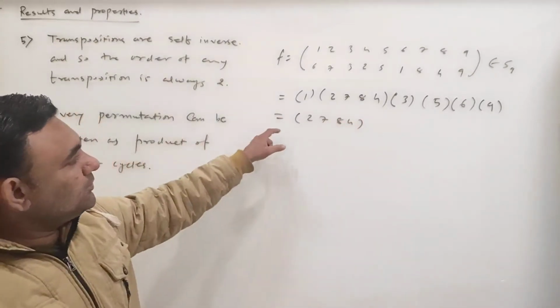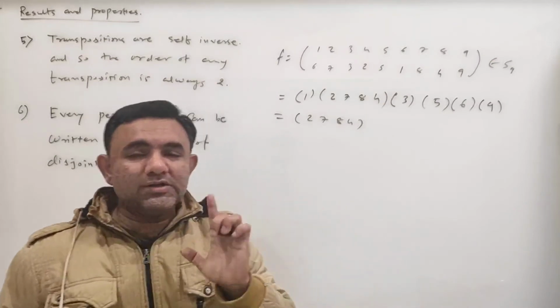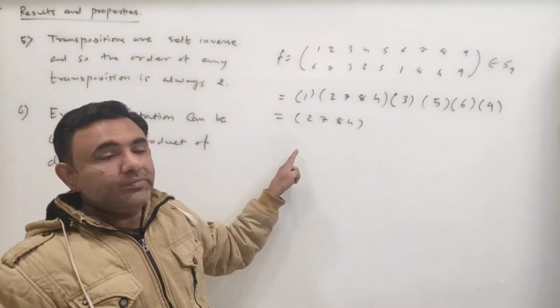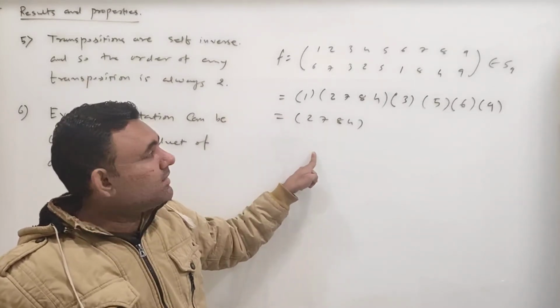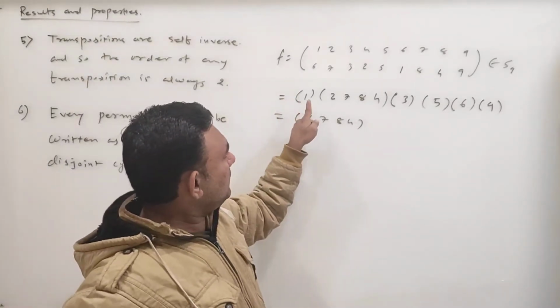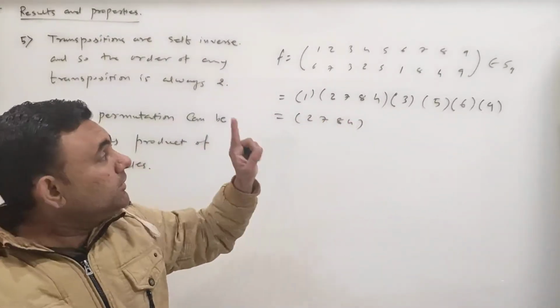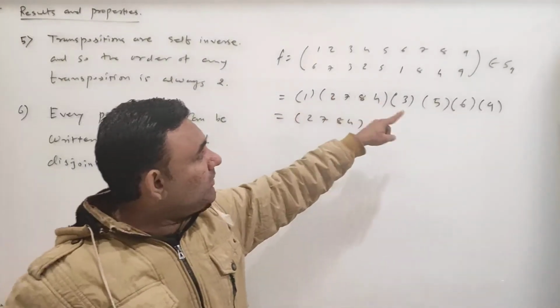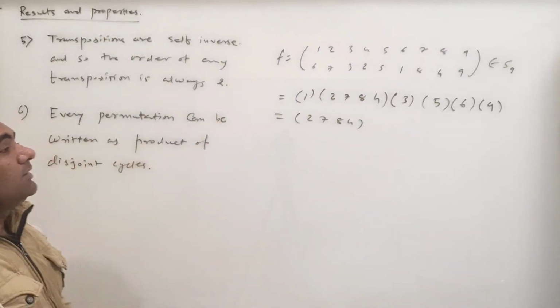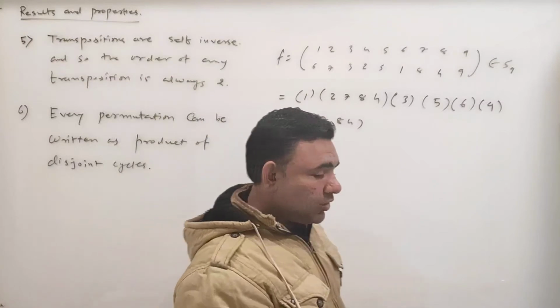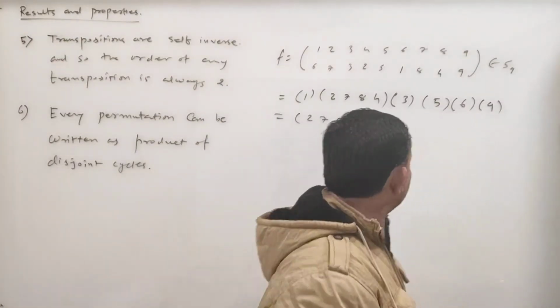So F is a product of only one cycle, or it is a cycle. In fact, F is a cycle, or F is a product of 6 disjoint cycles, among which 5 are identity. Okay, so in this way you can always express any permutation as a product of disjoint cycles.